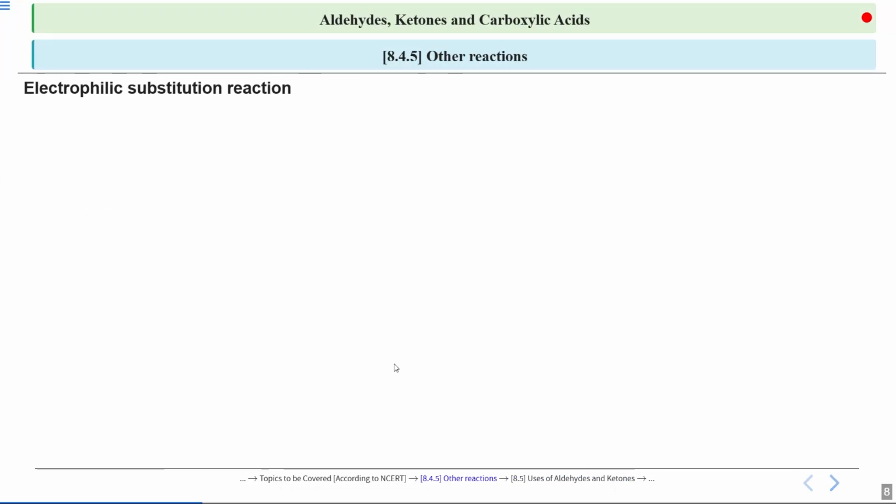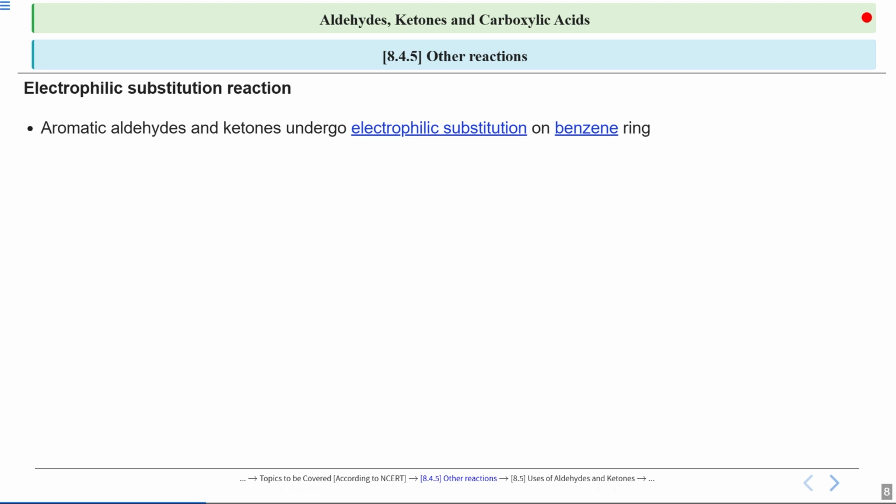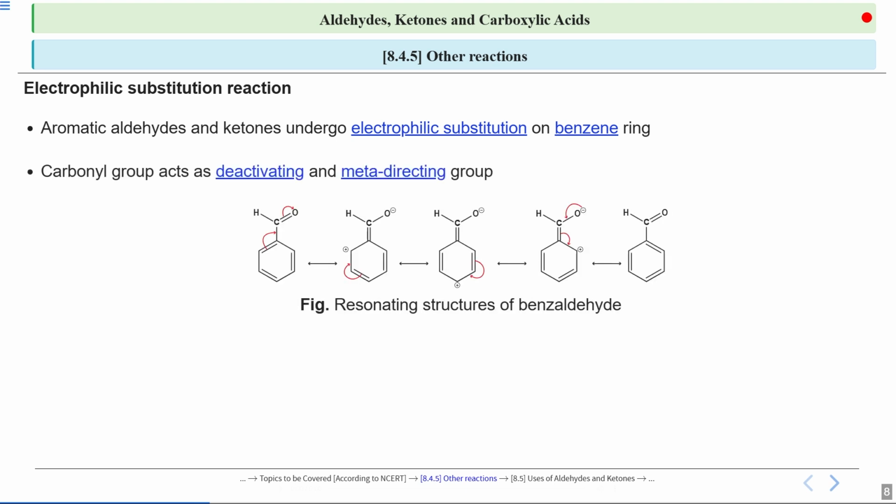Now let's move towards the electrophilic substitution reaction. We will see in the case of aldehydes and ketones. Aromatic aldehydes and ketones can undergo electrophilic substitution on the benzene ring. So what is happening in this? The carbonyl group in these compounds acts as a deactivating and meta-directing group.